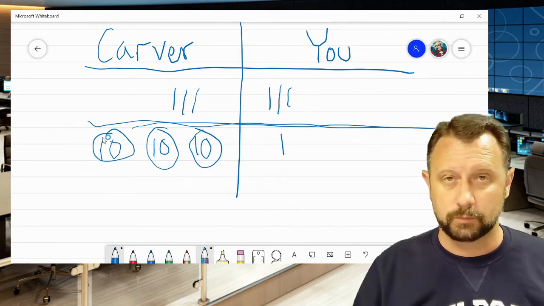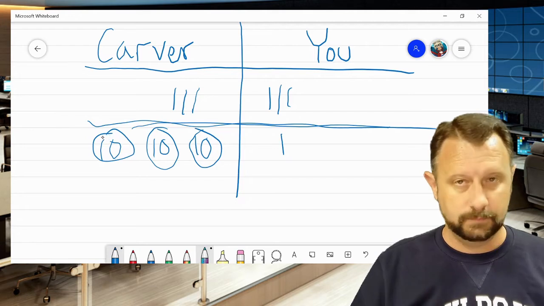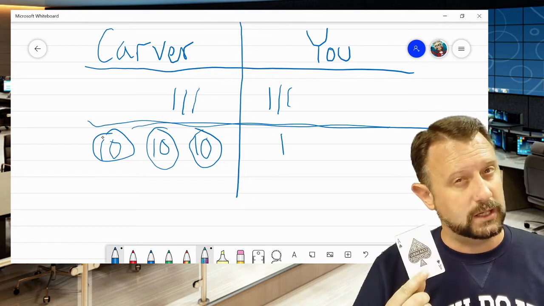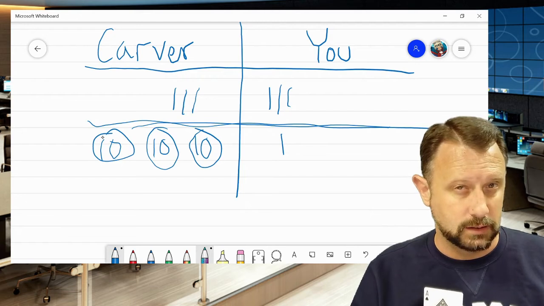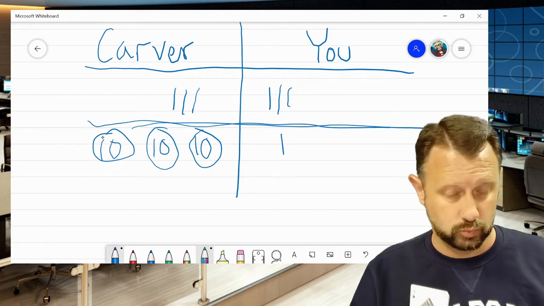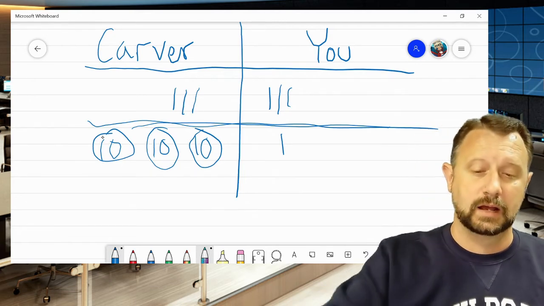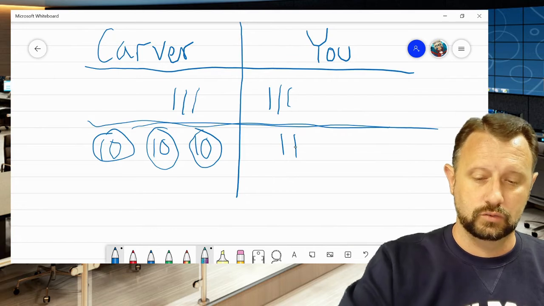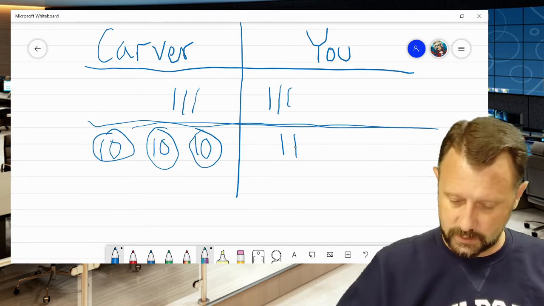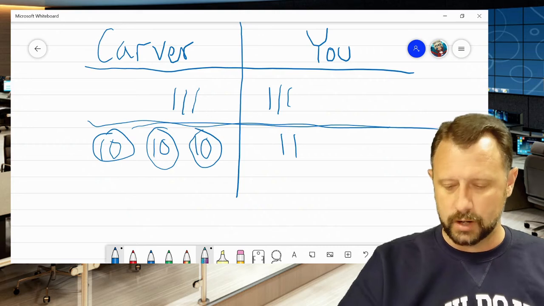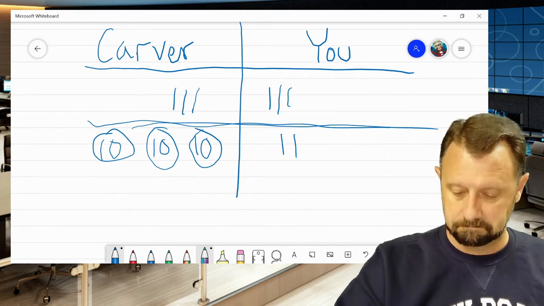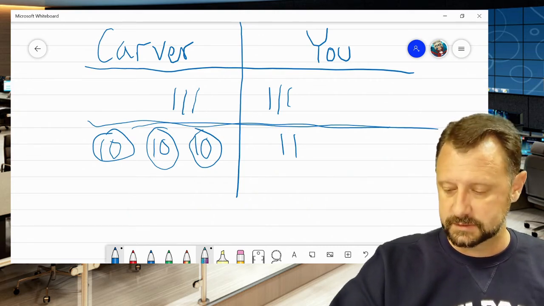Okay, give points where points are due. My draw. Ooh, tricky. This is an ace. Is this a face card? No. So that is a point for you. Point for you. All right. Let's go ahead and you draw. Nice draw. Very nice. Okay.